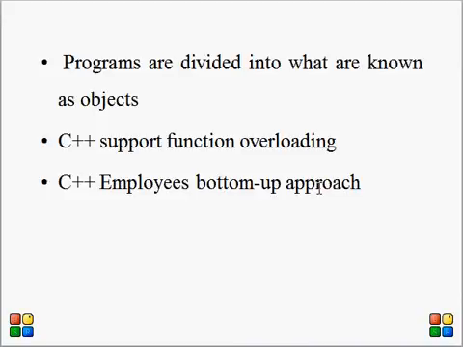Next, C++ supports function overloading. What is function overloading? We will see in later videos with a practical session. Function overloading means we can define functions with the same name but different signatures. What is a signature? We will see later. And it implies the bottom-up approach. That means the main function is defined under the class, and we can call that class's functions from main.